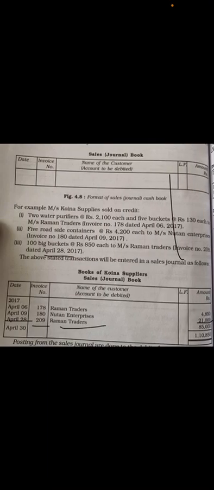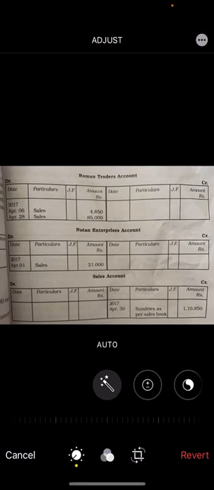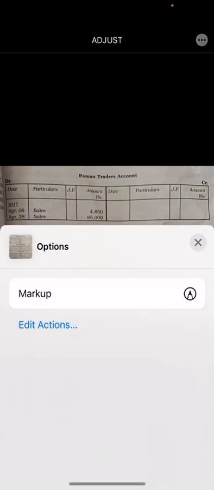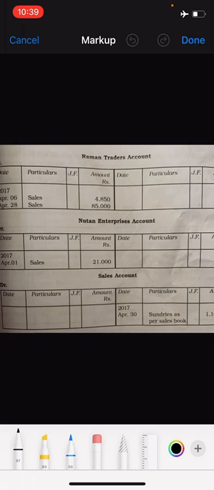And the next transaction is Nutan Enterprise. So the journal entry is Nutan Enterprise account debited to sales account. So in the Nutan Enterprise ledger, Nutan account is debited. So on the debit side you have to write sales, and the date is 2017, 21,000.